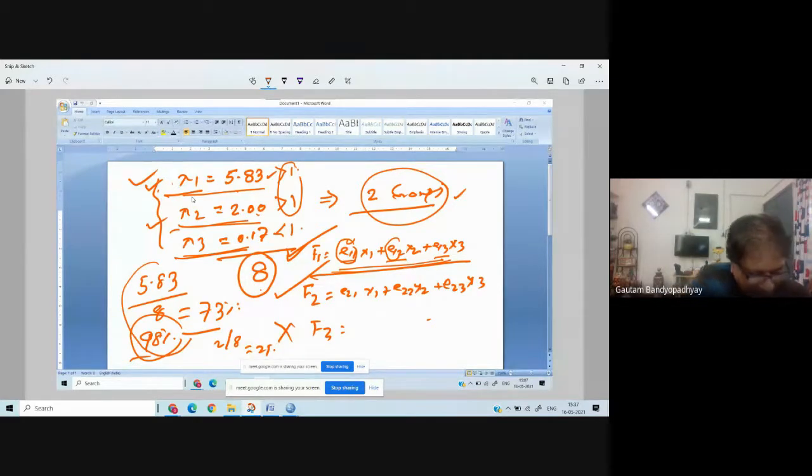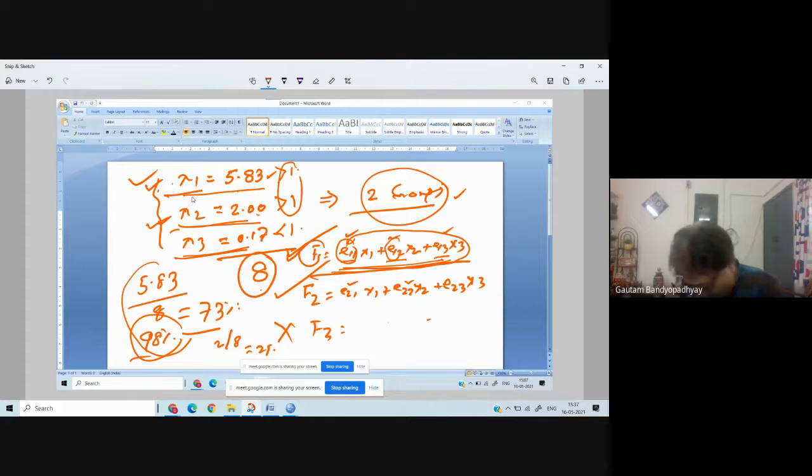So for the first eigenvalue, we get U11, U12, U13. Similarly, for the second eigenvalue, we get E21, E22, and E23. I'm not showing that; easily you can calculate. And from this, F1 is nothing but a linear combination of x1, x2, x3, and F2 is also a linear combination of x1, x2, x3.